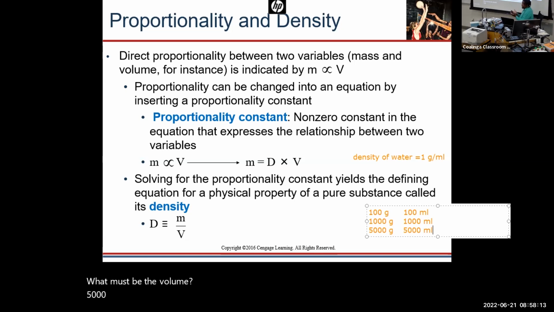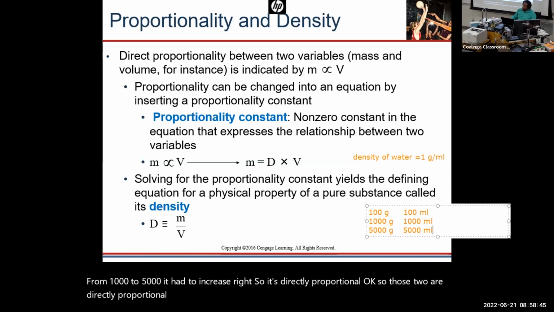So this shows us that it's directly proportional. As we increase the mass, our volume had to increase proportionally. Does that make sense? From 100 to 1,000, this also had to increase. Right? From 1,000 to 5,000, they had to increase. Right? So it's directly proportional. Okay, so those two are directly proportional to each other.